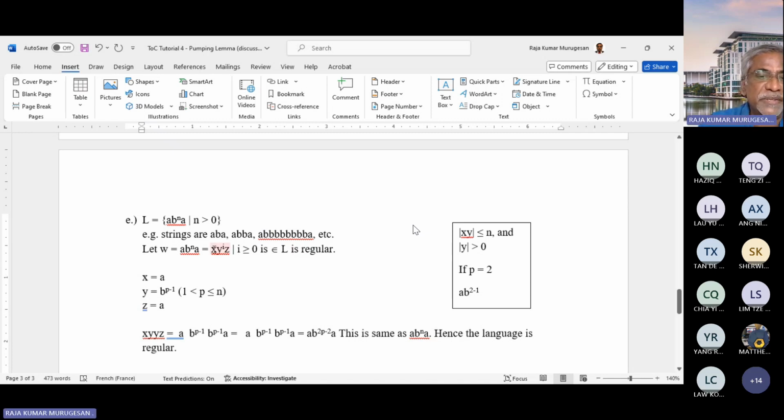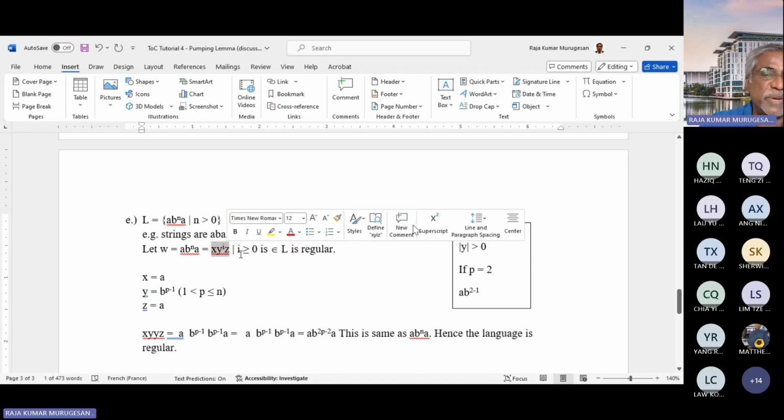What this means is the language is of the form x y^i z, where i is equal to 0. This is correct. But when we split the language, you shouldn't confuse splitting with this language format. This is the language format.